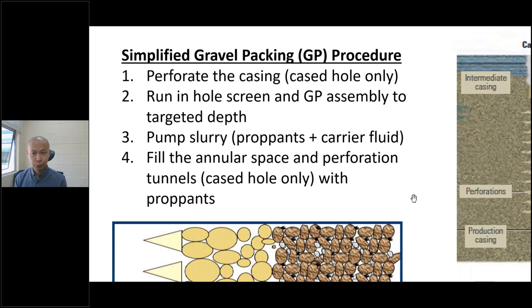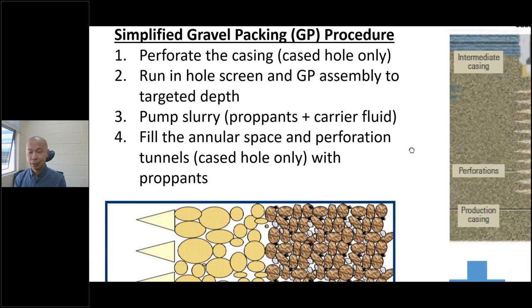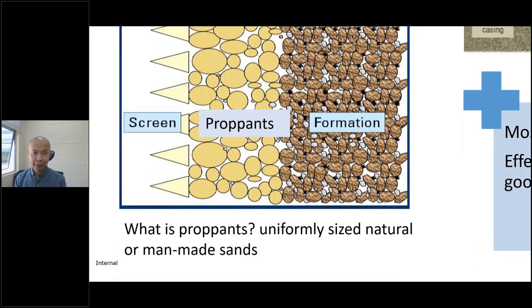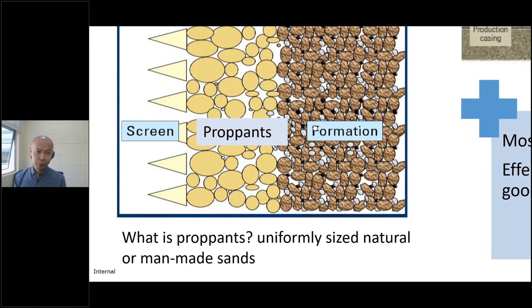We make sure that we cover as much space as possible between the screen and the casing or formation. We inject as much gravel as possible into the perforation. And then once we have done it, that's done. We can produce the well. If you zoom into the area where the screen, propane or gravel, and formation meet, this is basically how it works, right?